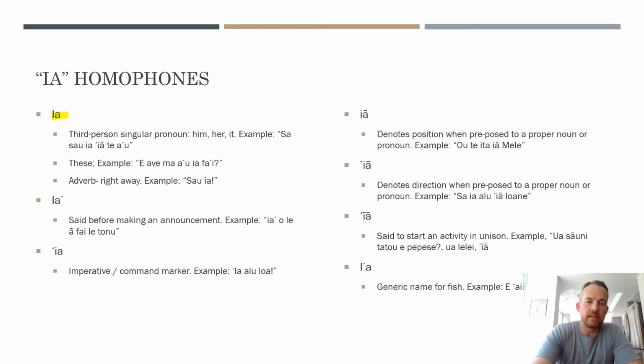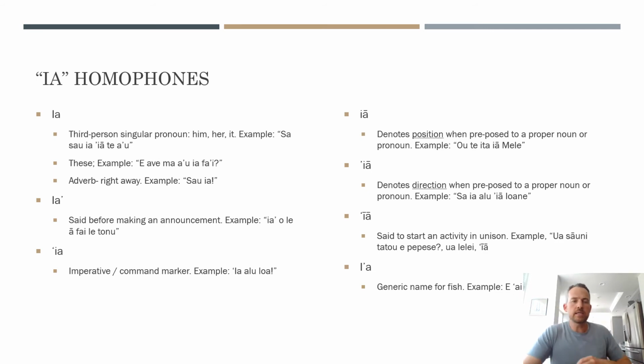Then the last meaning of this particular form of ia is an adverb, and you put it after a verb, and it has the meaning of doing it right away. So someone might say to you, "Sau ia, sau ia," meaning come over here right now, because sau means to come and ia basically means right away.